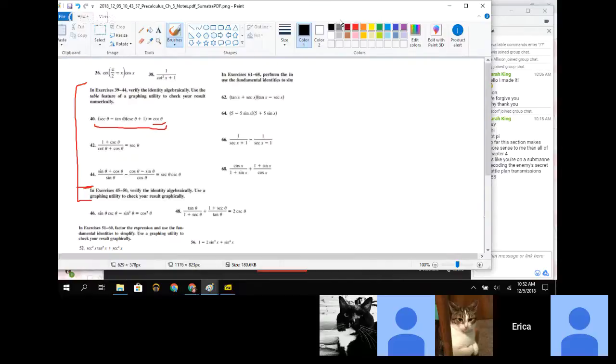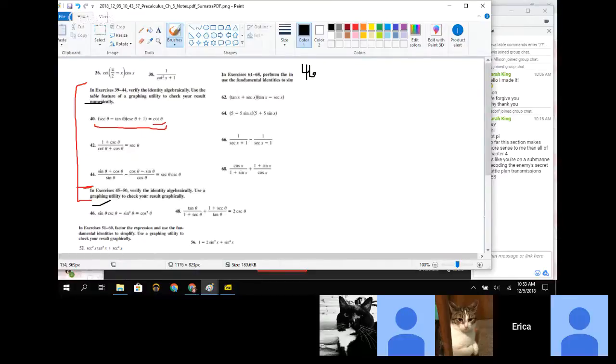Again, it's the same thing. I don't know what the difference is between the two. Verify algebraically. Oh, one says use a table feature, one says use a graphing feature. I'm fine if you use a table or a graphing feature. I'm not picky if it says table or graphing. You can use either one of those.